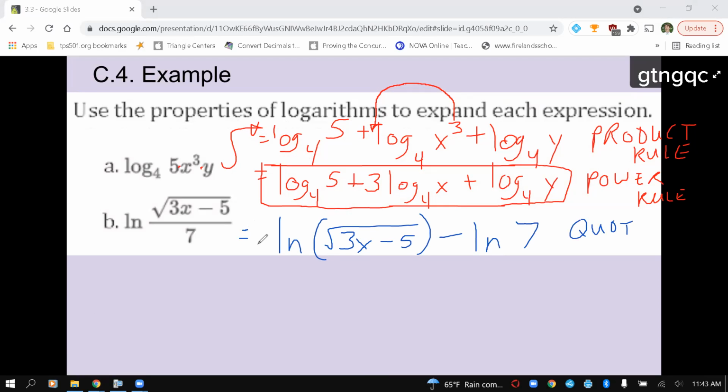But let me ask you a personal question. What is the square root really? Isn't that really just raised to the half power? Isn't it? Square roots and raising to the half power are the same thing. So then I'm going to take that half power, and you know what I'm going to do to it? I'm going to put it in front. When in doubt, just put it in front. If you're not sure where something's going to go, just put it in front. That's power rule.